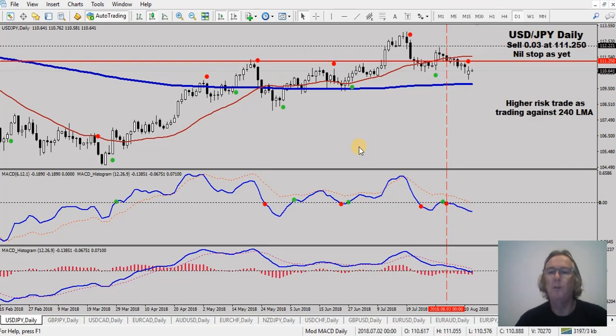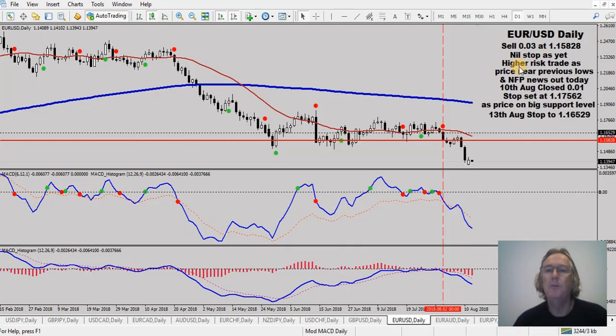Start off with the USD Japanese yen. I'm in a sell here. It was a high risk trade initially because I'm going into that 240 LMA. Price sort of got close to it, but not that close, and I decided to reduce my risk this morning. So I have closed 1/3 of this sell trade and put a stop in place now at 112.221. So I'm just trying to take a little bit of profit there. If I got stopped out, it'd be an overall loss, but I've reduced the risk somewhat. So we're still in the sell there with 2/3 of the sell trade remaining.